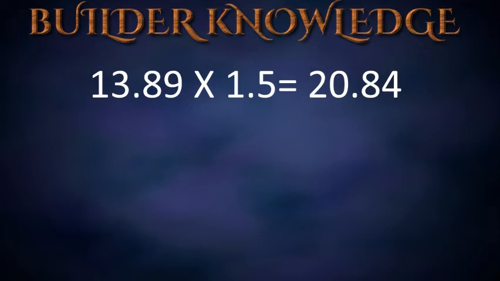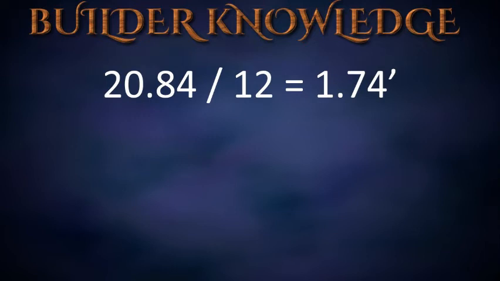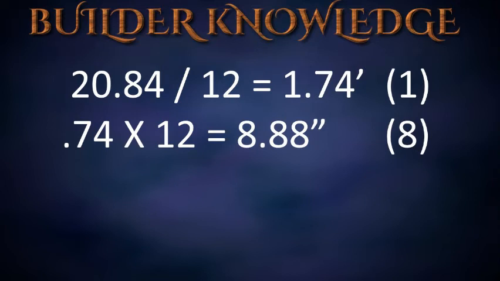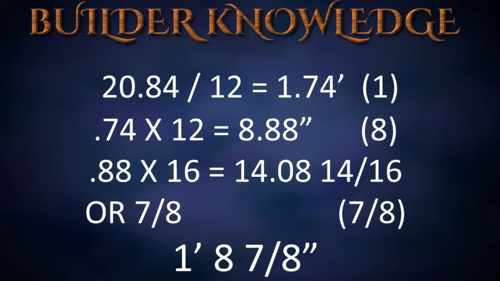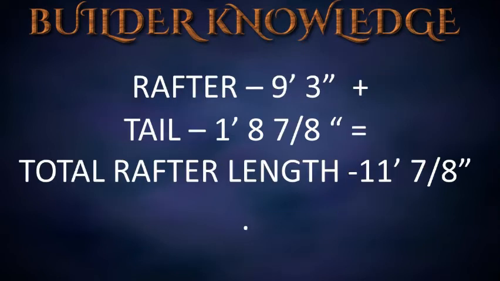Now convert the tail length to feet and inches. Your math is this. 20.84 divided by 12 is equal to 1.74 feet. 0.74 times 12 is equal to 8.88 inches. 0.88 times 16 equals 14.08, or 14/16, equals 7/8 of an inch. Ending with a tail length equals 1 foot 8 and 7/8 inches. Add tail length to rafter length. 9 feet 3 inches plus 1 foot 8 7/8 inches equals 11 feet 7/8 inches total rafter length.